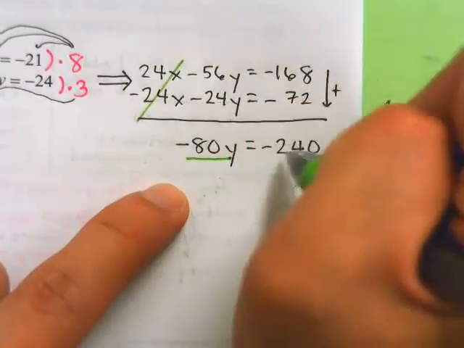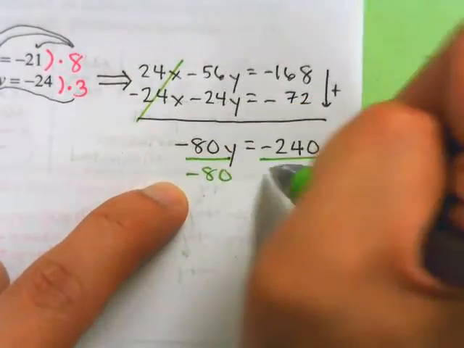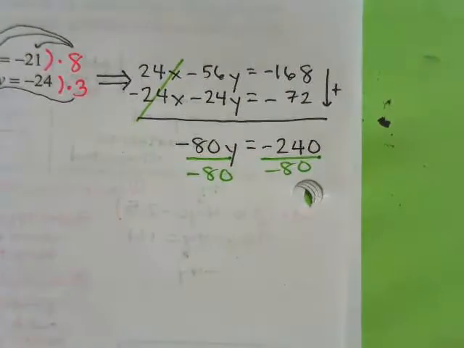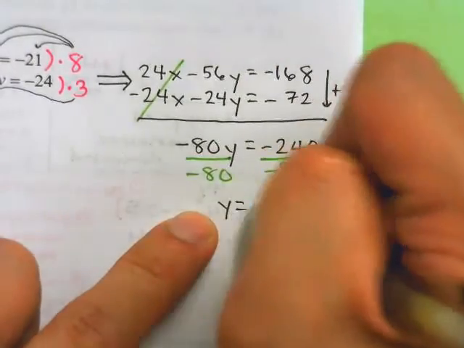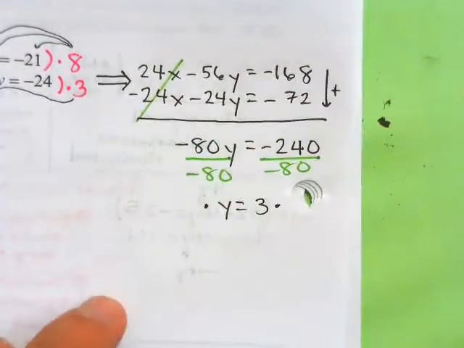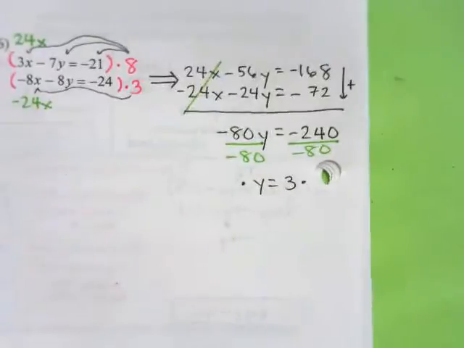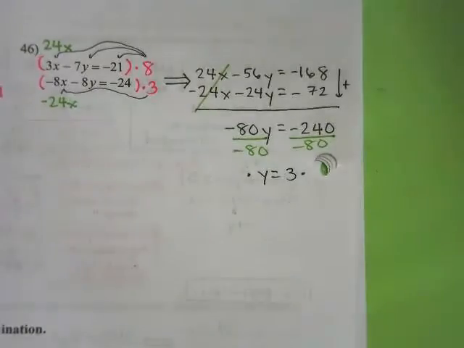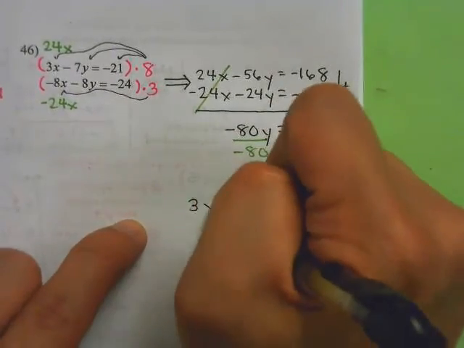Divide both sides by negative 80. Like I said, these numbers are going to get a little bit huge. I think some of those numbers are going to get into the thousands. It's okay. Y is equal to 3. And we're going to plug that in one of the original equations. I'm just going to use the top one.